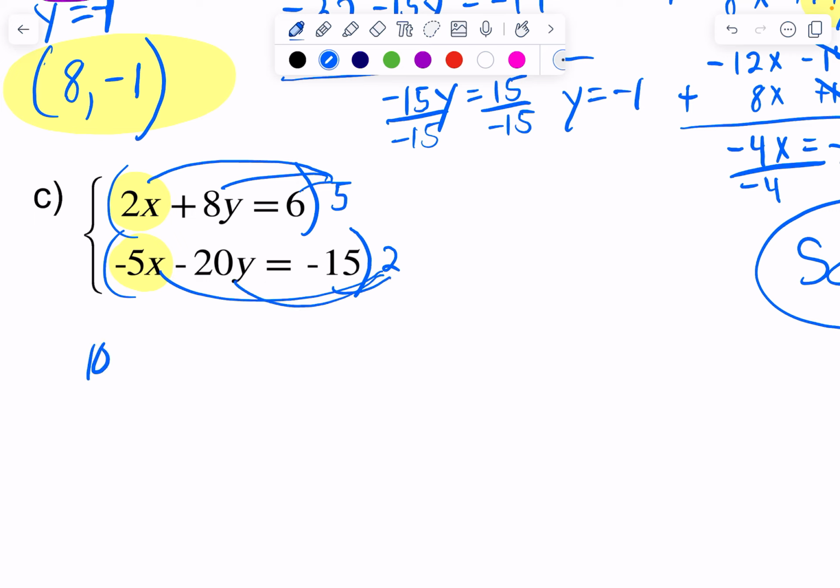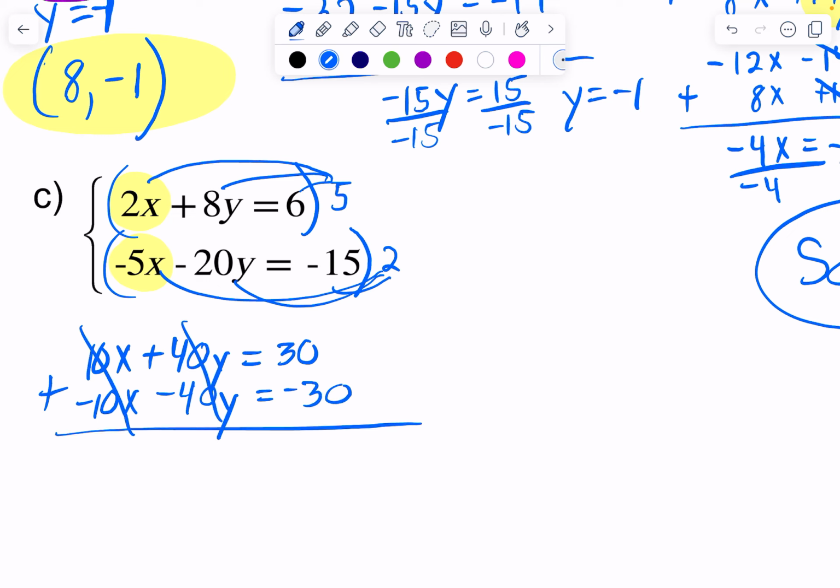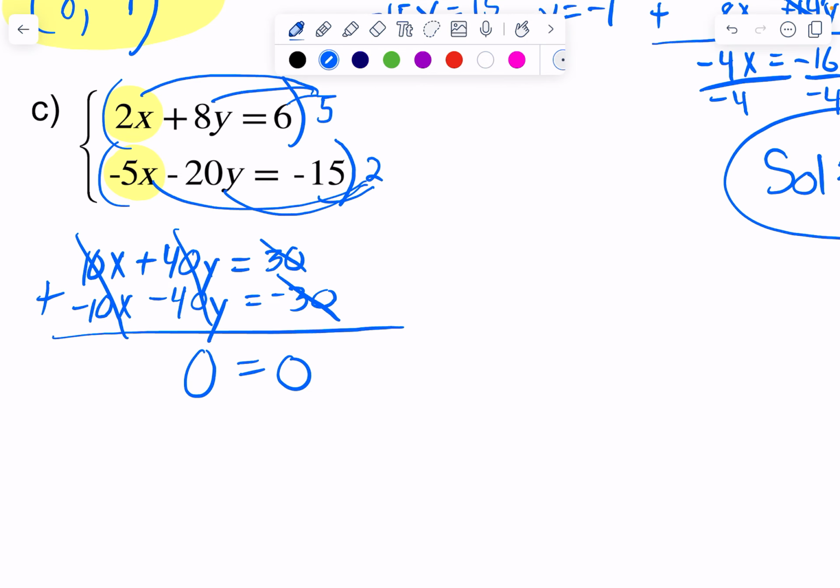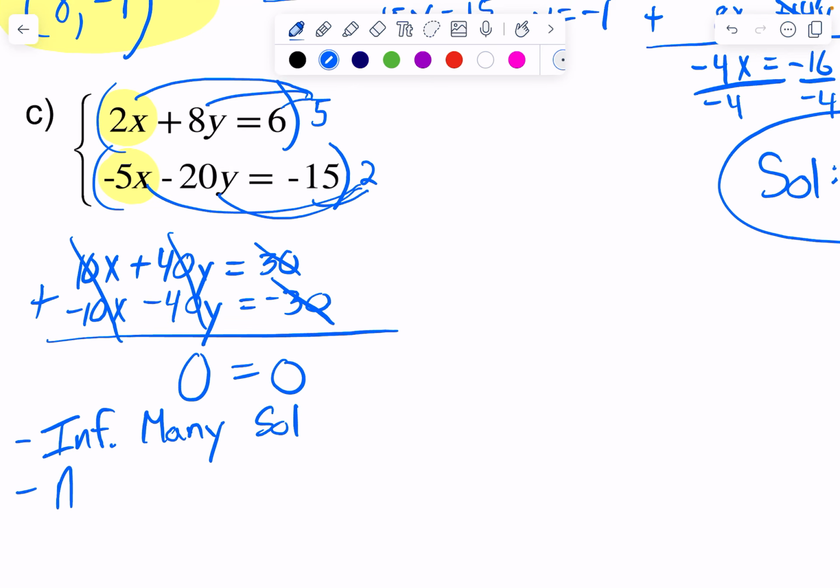And that's going to give me 10x plus 40y equals 30, plus negative 10x minus 40y equals negative 30. Now here we have a special situation where everything cancels. When you have the variables cancel and you are left with a true statement, that means that this is a consistent dependent system. That means it's the same line. So that means you have infinitely many solutions, or all real numbers.